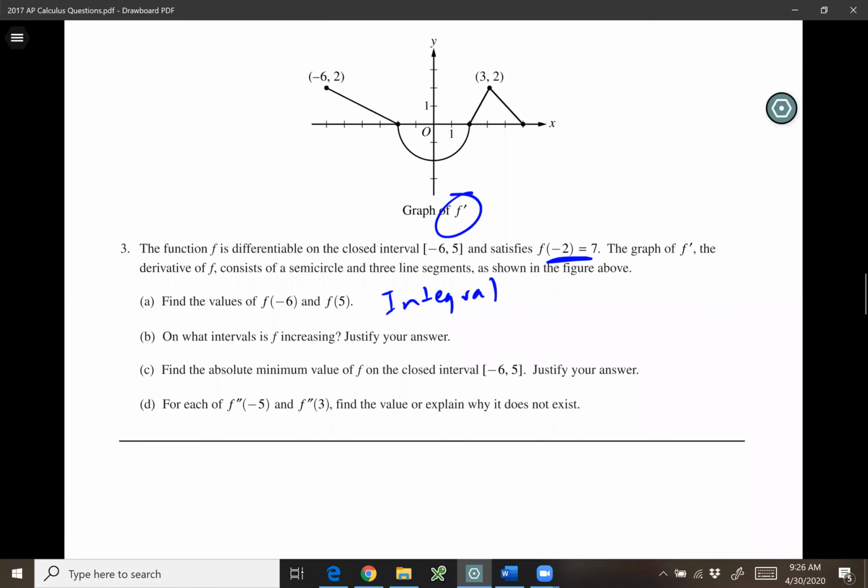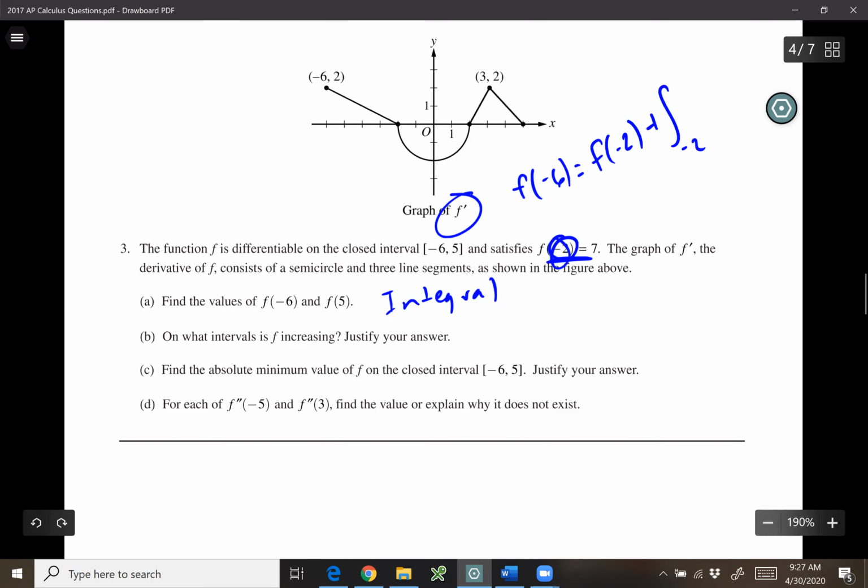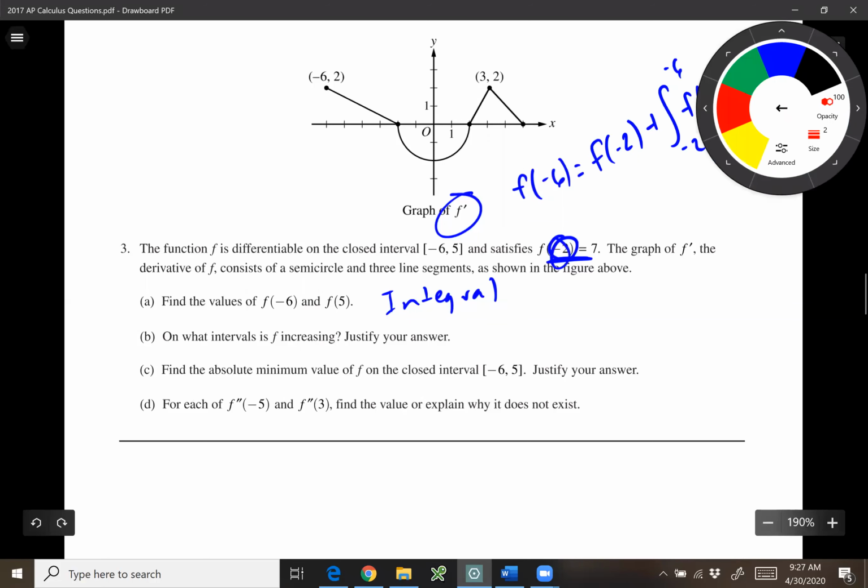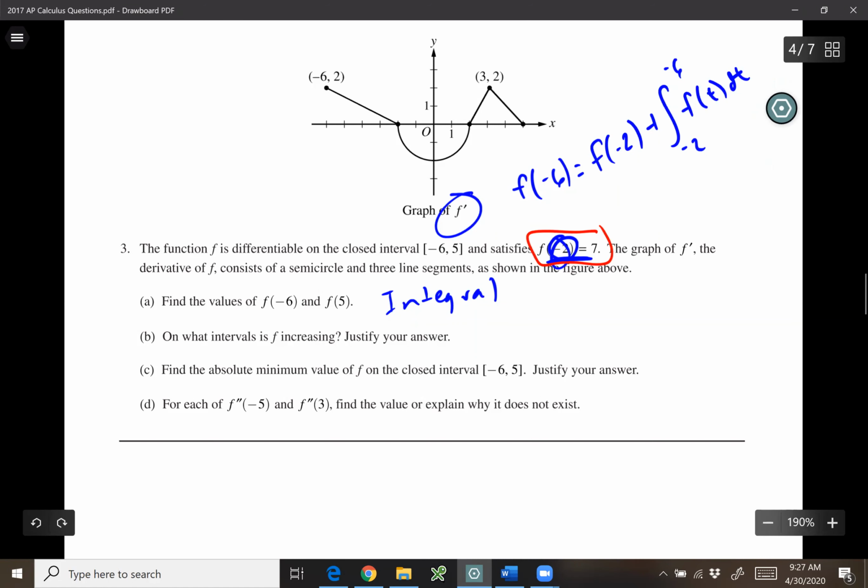It would be that any F of, say, negative 6 would equal, right? What's the other point we know about? It's negative 2. So F of negative 2 plus the integral between negative 2 and negative 6 of F of t dt. So if we wanted a general rule, F of negative 2 is our given, so you could get rid of negative 6 and just put an x, and then you can have that as your formula. So F of x equals 7 plus the integral from negative 2 to x of F of t dt. That's the general formula.